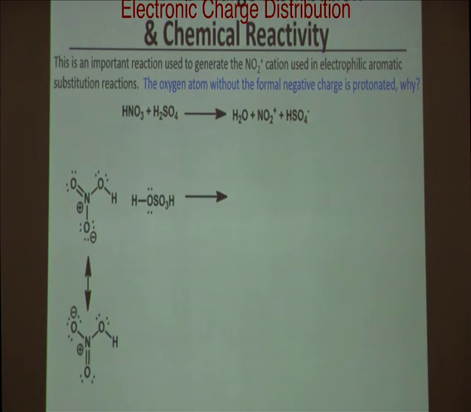The formal charge misconception comes in how the reaction actually occurs and what the reaction mechanism is. So on the left here, I have the structure of nitric acid. The two most important resonance forms are depicted.